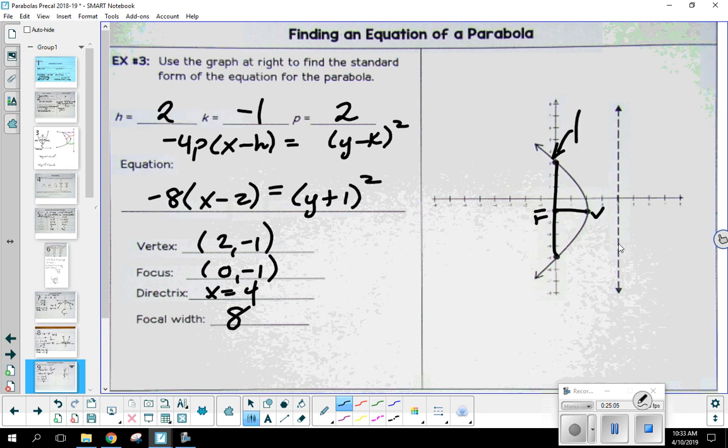If you were to write it like this, y plus 1 squared equals negative 8 times x minus 2, I don't know why I did that, that is perfect because it's still equivalent. That's just the symmetric property.